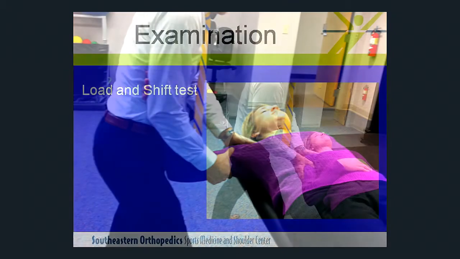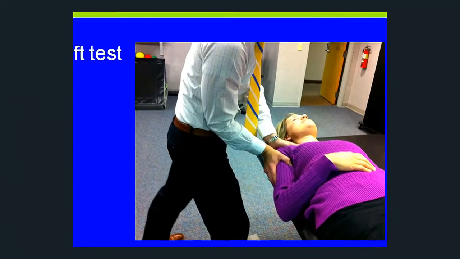And the load and shift test is sort of a catch-all, where you stabilize the scapula, provide a load on the glenohumeral joint, and then you just move it into the different positions. You move it inferiorly, move it anteriorly, and posteriorly, and note the translation with that load on it. So it's basically like performing mobilization, it's just to get a feel for the joint laxity.